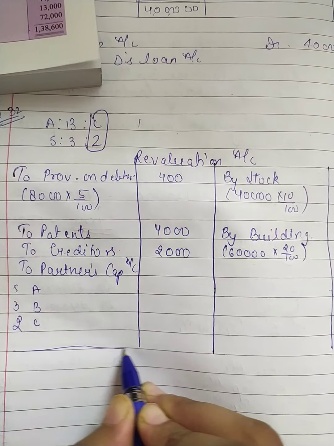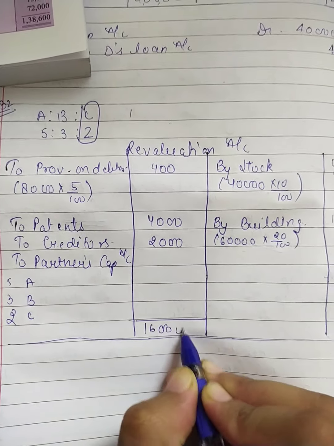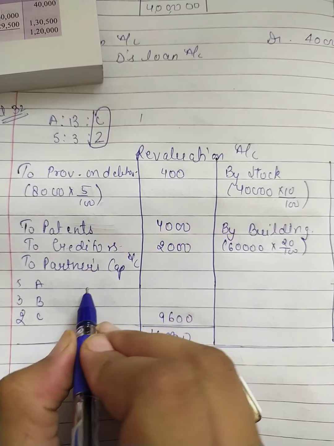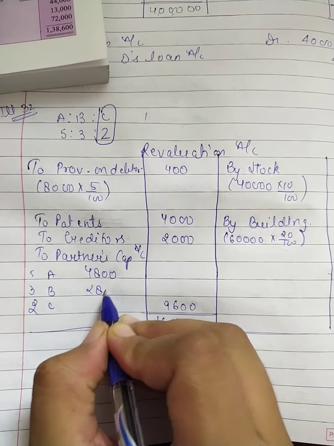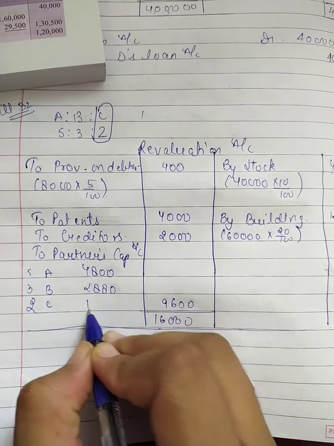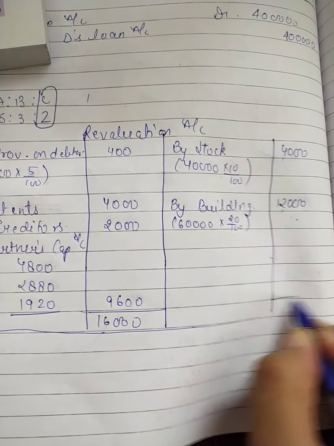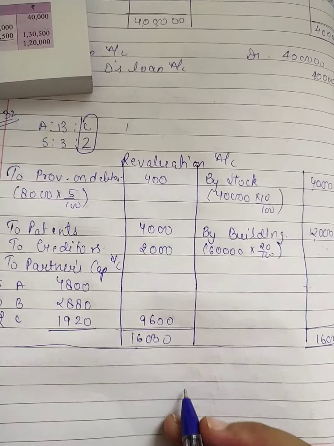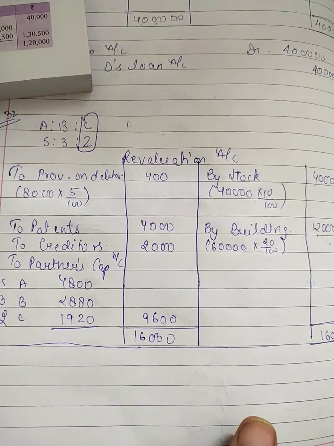So the total is 16,000 and the profit is 9,600. A was getting 4,800, B 2,880 and C 1,920. So this is our revaluation account. After that, we will come to the part of goodwill.